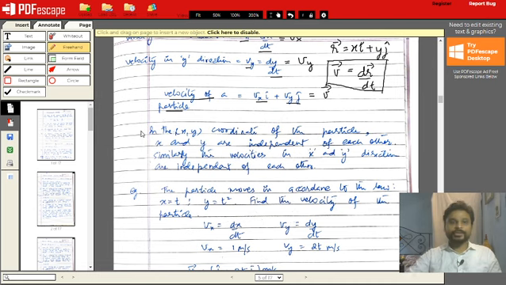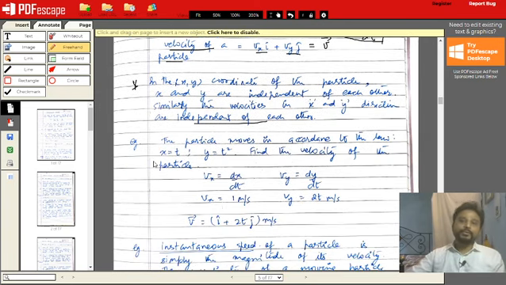Now here we are mentioning that case, since the x and y coordinate of the particle are mostly independent of each other, similarly the velocities in x and y direction are independent of each other. Let us take an example. A particle moves in accordance to the law x equal to t and y equal to t square. So what this line means is that the position of particle at some t time is represented by this expression, and the position of the particle at some t time in y coordinate is represented by t square.